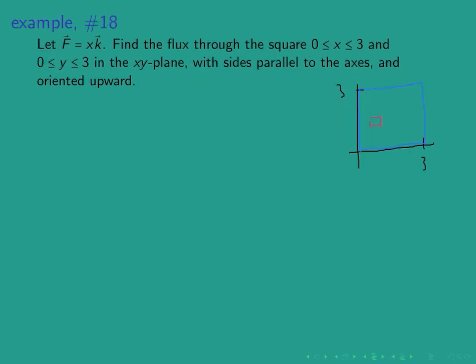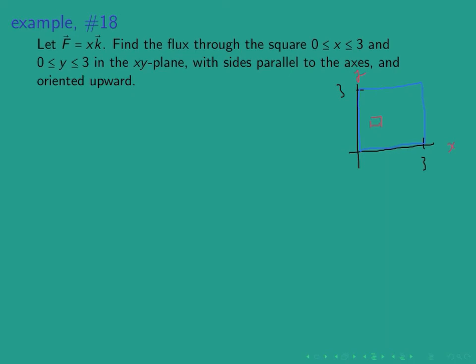Okay, so the second example is slightly more complicated. The vector field is not constant, but we want to find the flux through a flat surface, and that flat surface is the square. This square lives in the xy plane, and it has x values between 0 and 3, and y values between 0 and 3, and it's going to be oriented upward. So imagine the z-axis coming out of the screen, and so this orientation is toward you.